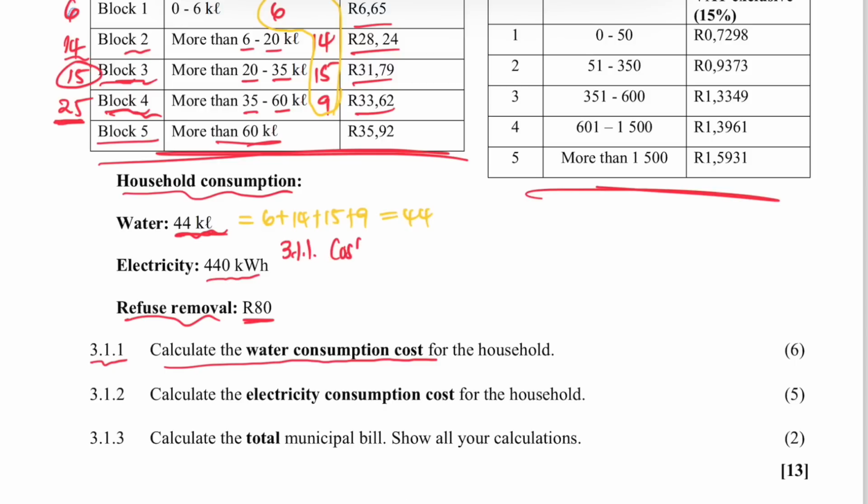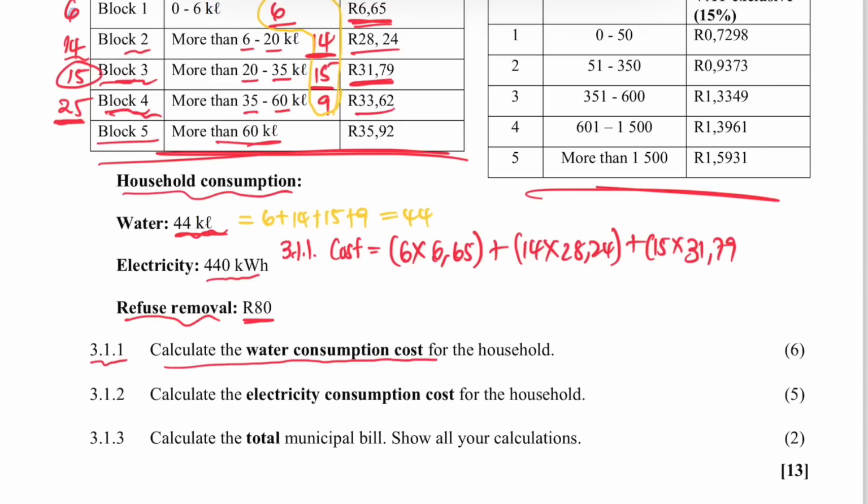For 3.1.1, we calculate the cost. We want how much it will cost for water. So you take the 6, you multiply by the rate, which is 6 rand 65 cents, plus we go to the following one. It's 14 times 28.24, plus in block 3, it's 15 times 31 rand 79 cents. And then we go to the fourth block, it's 9, and the 9 we multiply by 33 rand 62 cents, and then you punch that in the calculator.